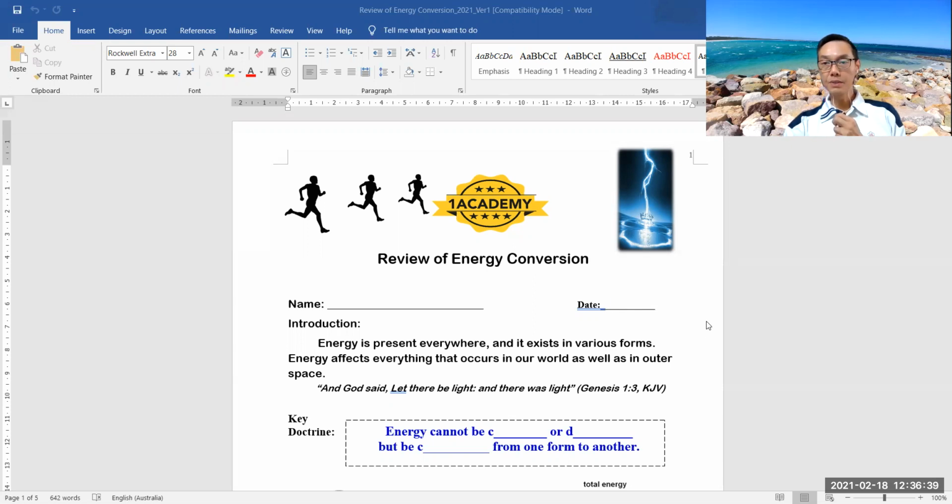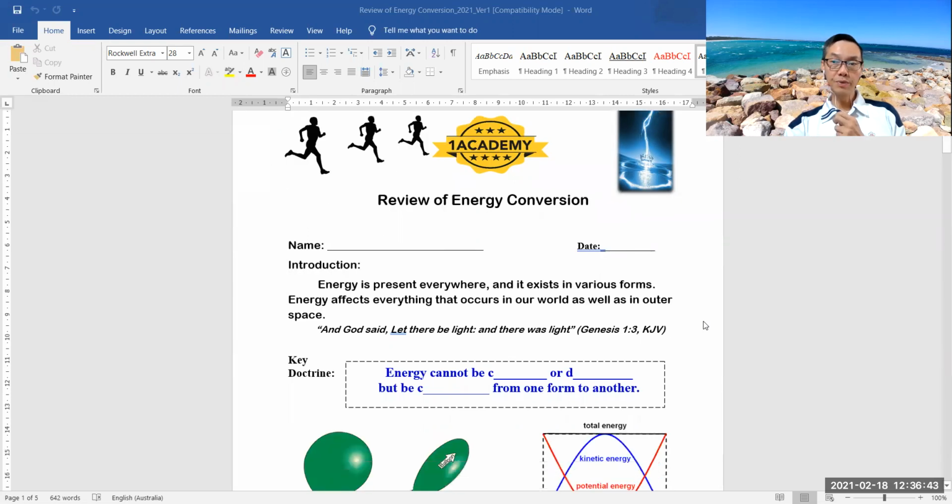This week I'm going through the topic of energy conversion with my P6 student. And this is a typical review worksheet that I go through with my student. Firstly, I will go through a key doctrine in this topic, which is that energy cannot be created or destroyed, but can be converted from one form to another.